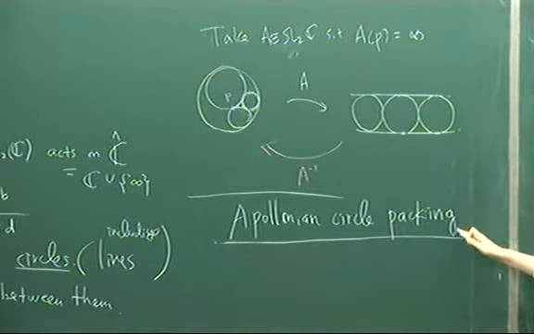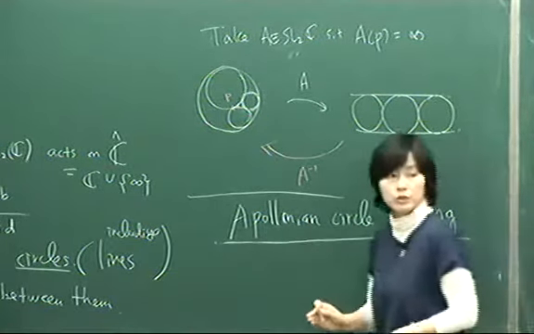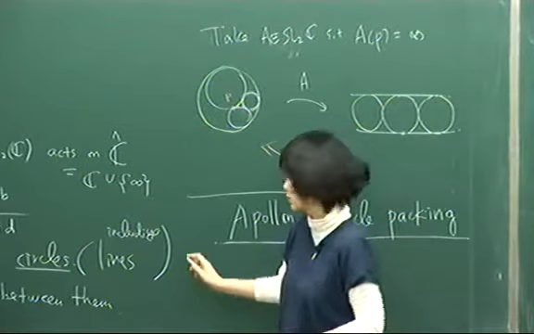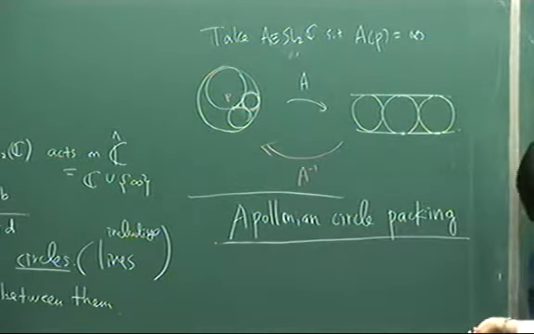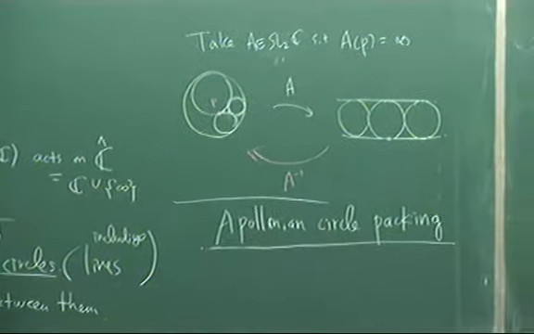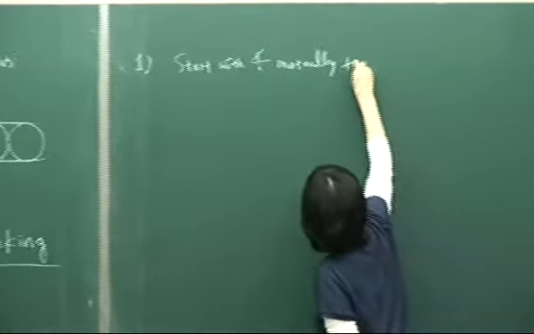So to construct Apollonian circle packing, we'll begin with 4 mutually tangent circles. So the first step: start with 4 mutually tangent circles.